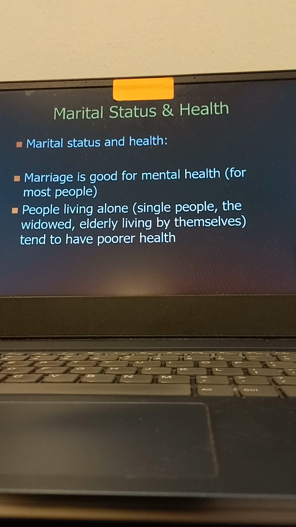Marital status and health, right? As I mentioned earlier, marital status refers to whether a person is single or married or divorced or separated from the spouse, widowed, and so on. Marriage is usually good for a person's mental health for most people. Of course, if somebody is trapped in an abusive marriage, then of course a different story altogether. People living alone, single people, the widowed, elderly living by themselves tend to have poorer health.